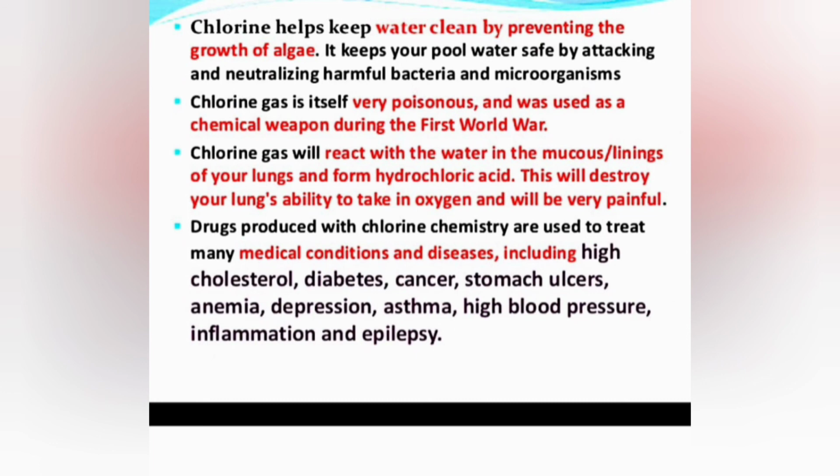Chlorine gas is itself very poisonous and was used as a chemical weapon during the First World War. Chlorine gas reacts with water in the mucous lining of our lungs and forms hydrochloric acid. This destroys our lungs' ability to take in oxygen, and therefore becomes painful and the person dies. Drugs produced with chlorine chemistry are used to treat many medical conditions and diseases, including high cholesterol, diabetes, cancer, stomach ulcers, anemia, depression, asthma, high blood pressure, inflammation, and epilepsy.